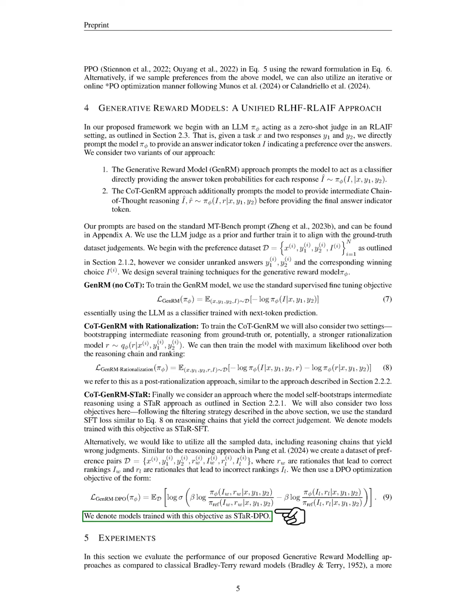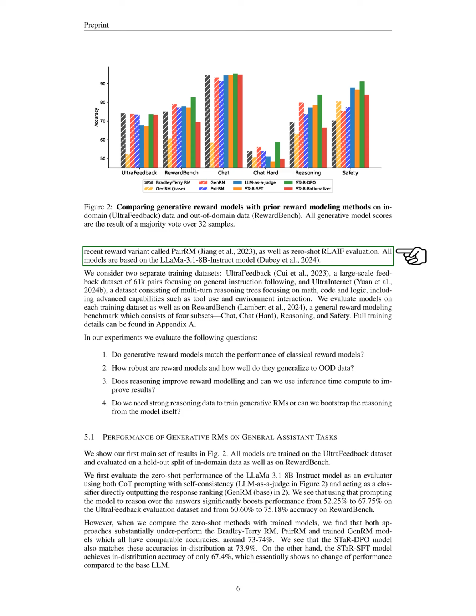Section: Experiments. In this section, we evaluate how well our generative reward modeling approaches perform compared to traditional Bradley-Terry reward models, a newer variant called pair-RM, and zero-shot RLAIF evaluation. All models utilize the LLAMA 3.1-8b instruct model.